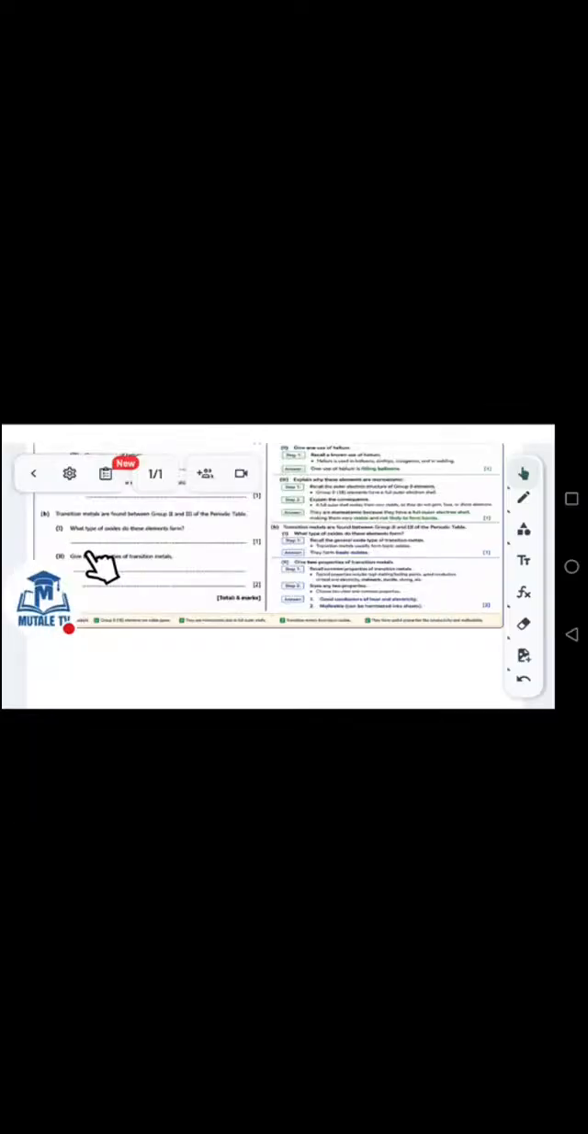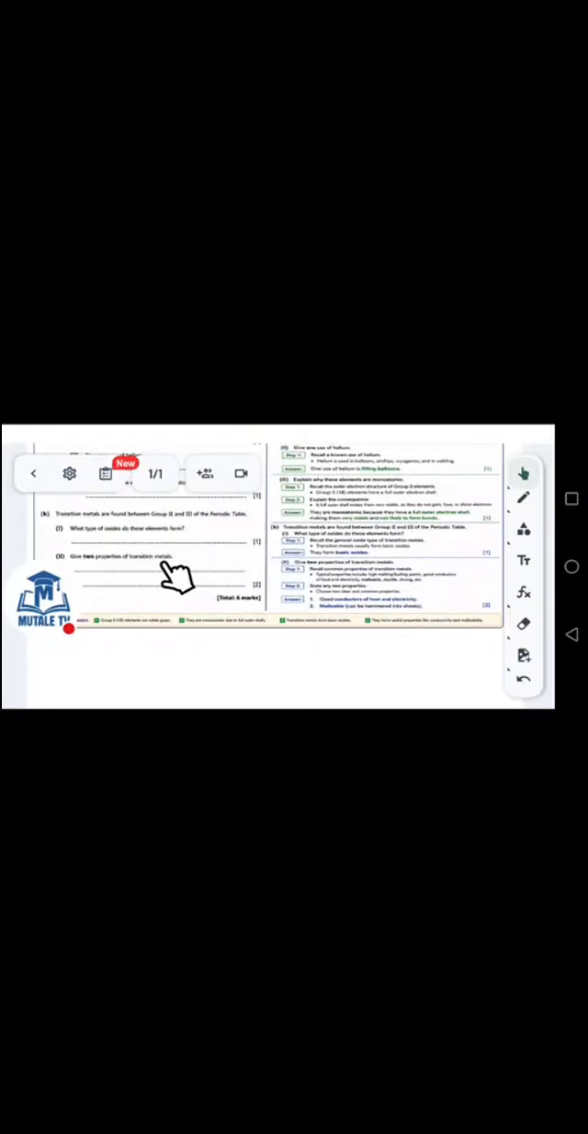Moving on to question B2. Question B2 reads, give two properties of transition elements. Number one, they are good conductors of heat and electricity. Number two, they are malleable, which means they can be bent into any shape. Alright, that marks the end of question 5.